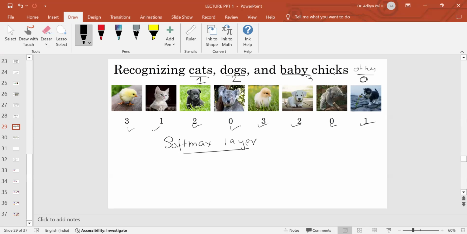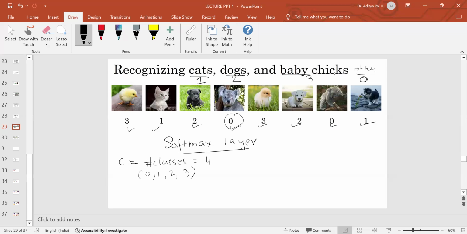Now in the softmax layer, we represent this as C equal to the number of classes. The number of classes here is equal to 4. This 4 includes the none of the above class, that is 0, and 1, 2, 3, so all 4 classes are being considered.